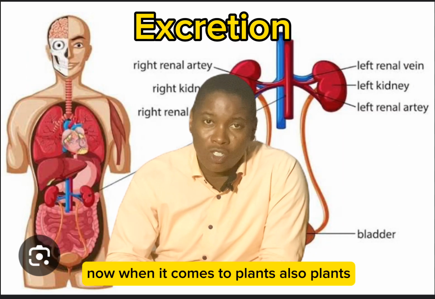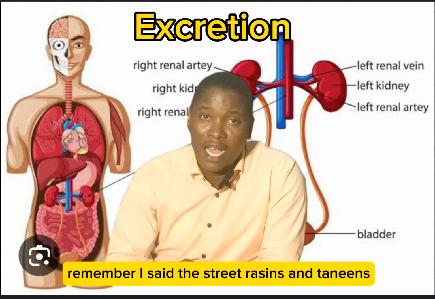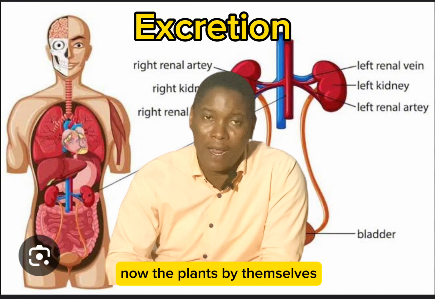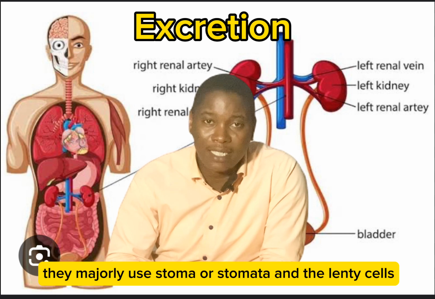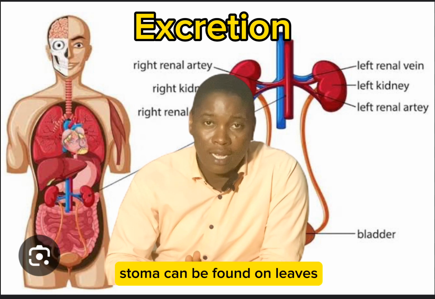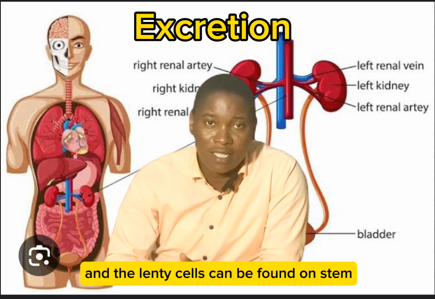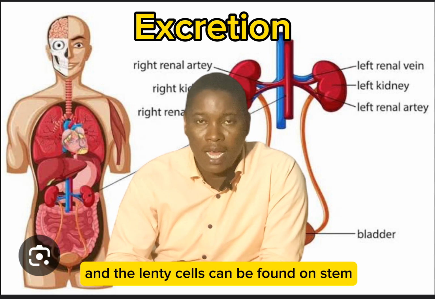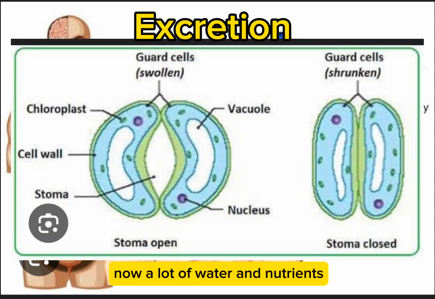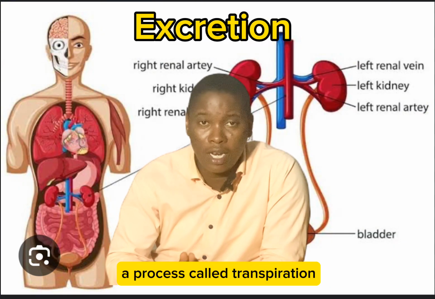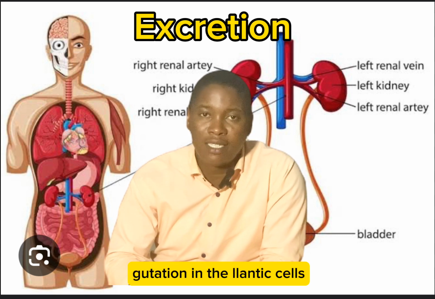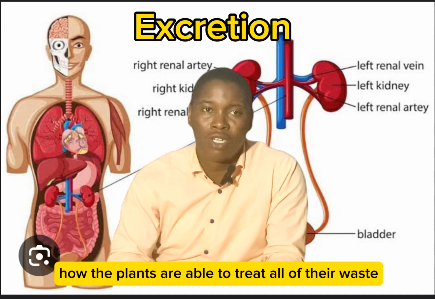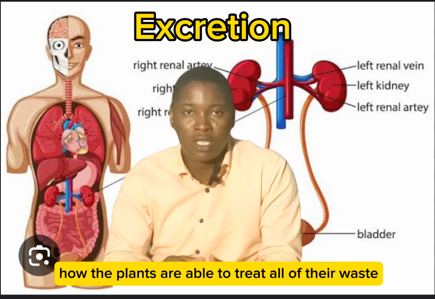Now when it comes to plants, remember I said they excrete resins and tannins. Plants by themselves majorly use stomata and the lenticels. Stomata can be found on leaves and the lenticels can be found on stems. A lot of water and nutrients or byproducts are lost through a process called transpiration in the stomata, or guttation in the lenticels. That is how plants are able to excrete all of their waste products.